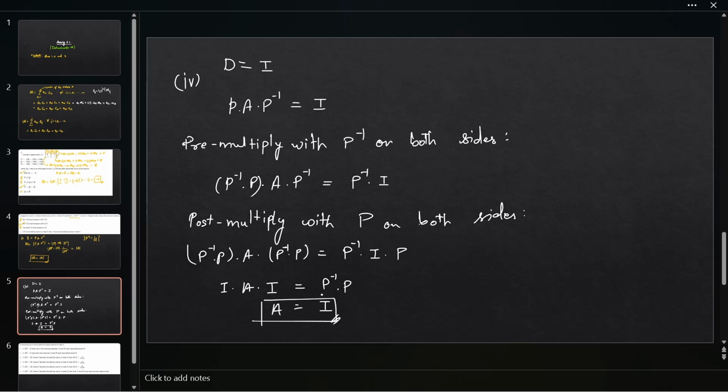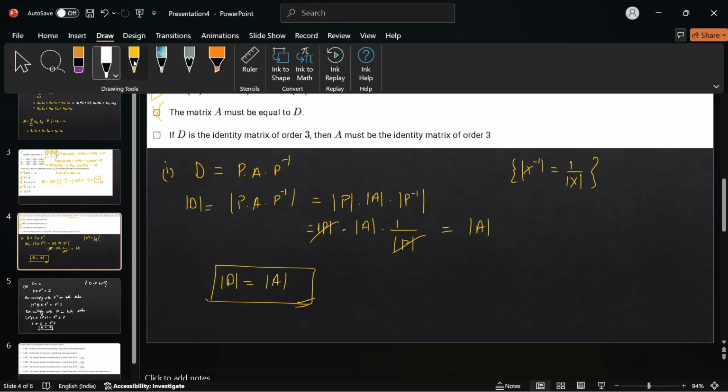So if we start with D equal to I, we can prove that A is also equal to I given D is equal to P into A into P inverse. So that means option 4 is correct.